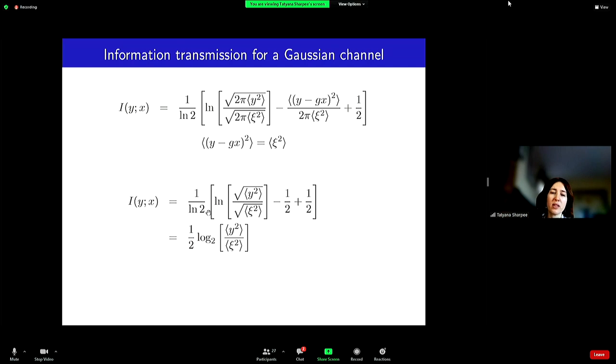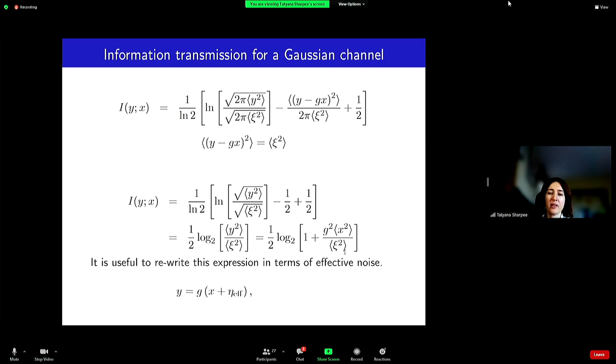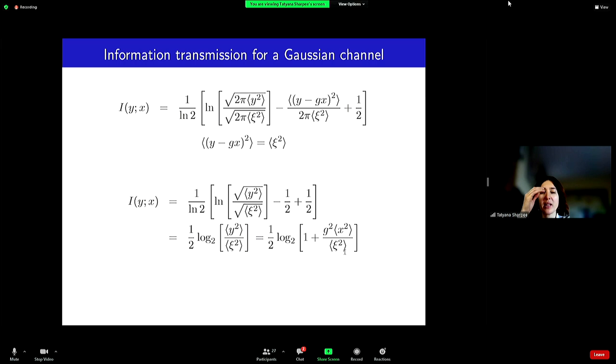And then the square root gave it 1/2 over here. And here you have the ratio of the output variance to the input variance. In other words, because Y squared has the noise in it, it's 1 plus the variance of the signal times this scaling factor over the variance of the noise. So this part here is the signal to noise ratio. So let's talk a little bit about this expression.